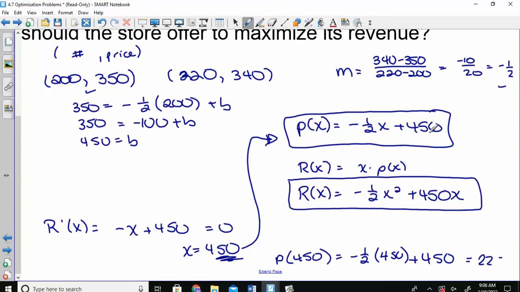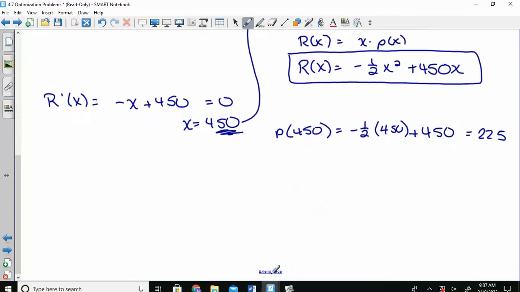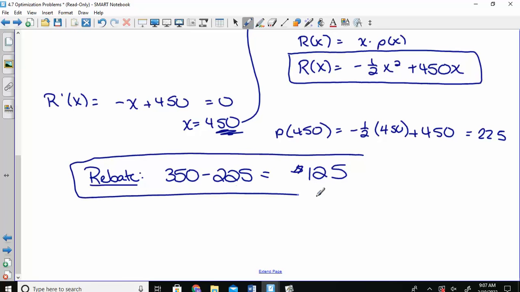And we get 225 plus 450. So that's the price, but the question is, what's our rebate? So how would we find the rebate? Right. Your beginning price minus your ending price is basically telling you how much you dropped your price. So we had to offer a $125 rebate to maximize the amount of money we will bring in.